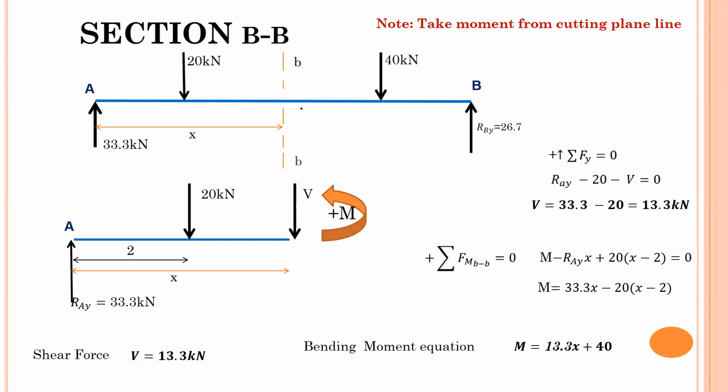When it comes to B, it starts all over again. So for the shear force, review here, you cut here. So here we have the forces: 1, 2, 3. 3 forces. Shear force, point load, reaction. You use the sum of y formula. Sum of y equal to 0. So it's RAY minus 20, which is going down, minus shear force, which is equal to 0. Transpose everything. You have RAY, which is 33 minus 20. So you get 13.3 kilonewtons.